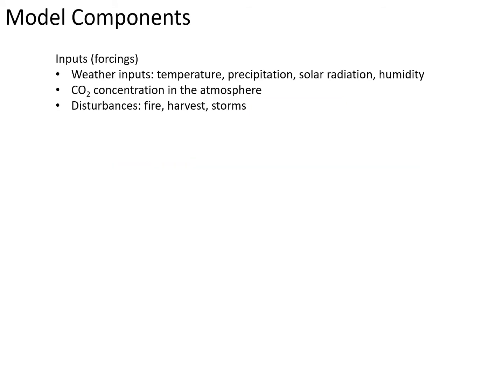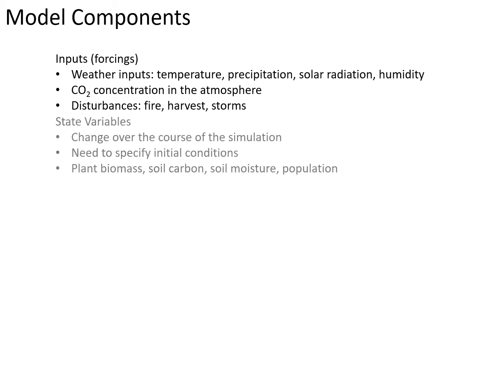What do we need for models? Well, very often we need inputs, or we sometimes refer to them as forcings. So that could be a weather input: temperature, precipitation, solar radiation, and humidity. Could be CO2 concentration in the atmosphere. And it could be a time series of disturbances, so the presence of fire or harvest or storms.